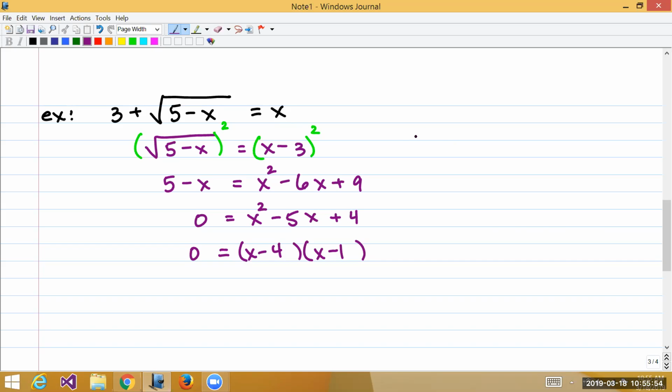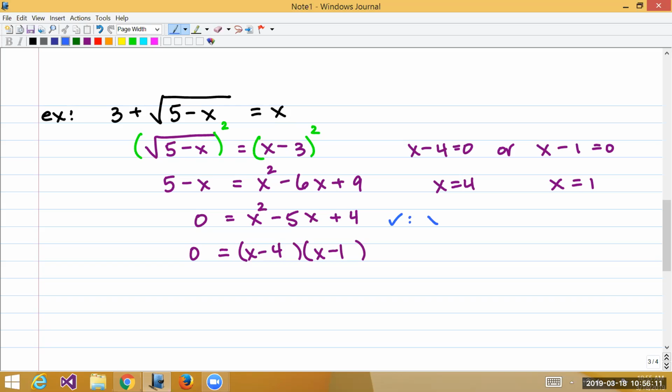I can do that here. So x minus 4 equals 0, or x minus 1 equals 0, leaving us with x equals 4 or x equals 1. Now we must check. So let's do that in a different color.